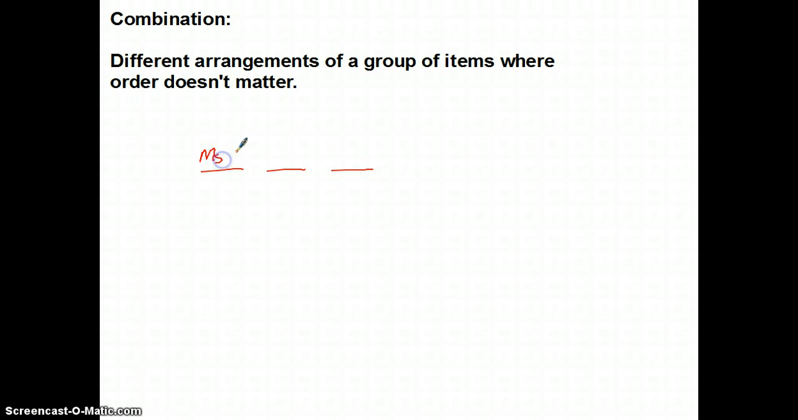If Miss S comes in first and Mr. R comes in second and Mr. K comes in third, that order is no different than if Mr. R came in first, Mr. K came in second, and Miss S came in third. So a combination is just a group of items where the order doesn't matter. As long as you have the same elements within the group, these 2 orderings make no difference.